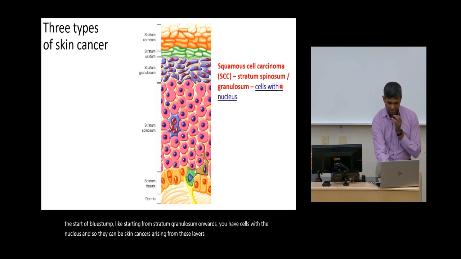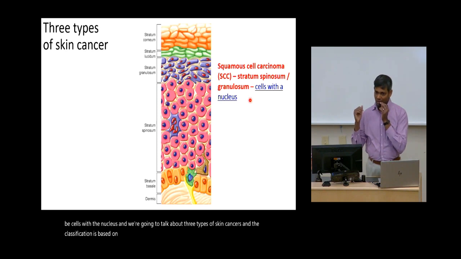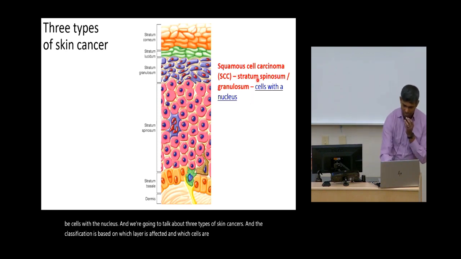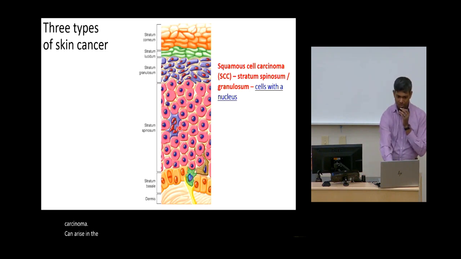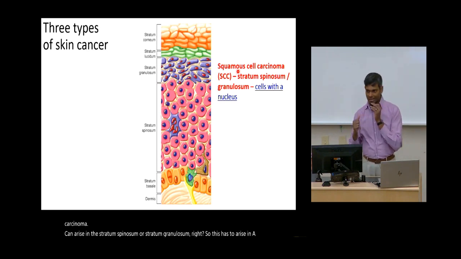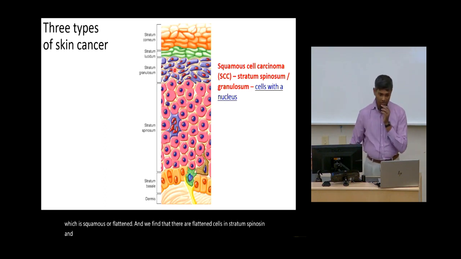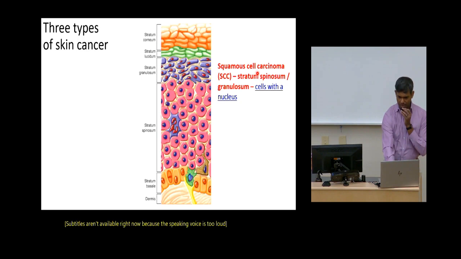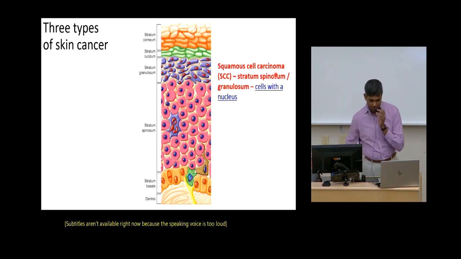So we see that there have to be cells with a nucleus, and we're going to talk about 3 types of skin cancers, and the classification is based on which layer is affected and which cells are affected. So squamous cell carcinoma can arise in the stratum spinosum or stratum granulosum, right? So this has to arise in a cell which is squamous or flattened, and we find that there are flattened cells in stratum spinosum and in stratum granulosum. And the term carcinoma means it's a cancer of the epithelial cells. So I hope this name makes sense to you.